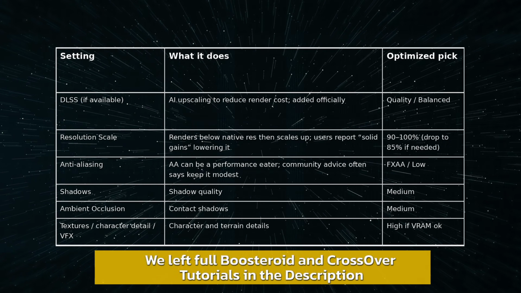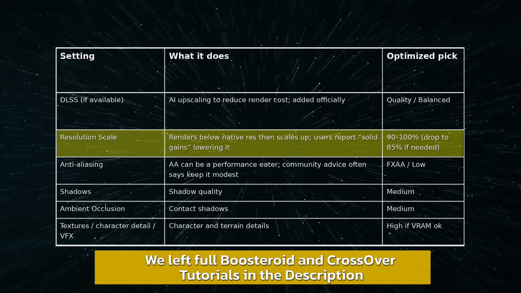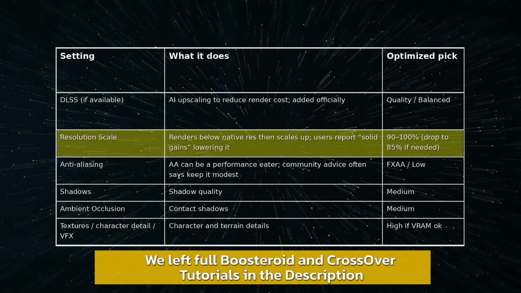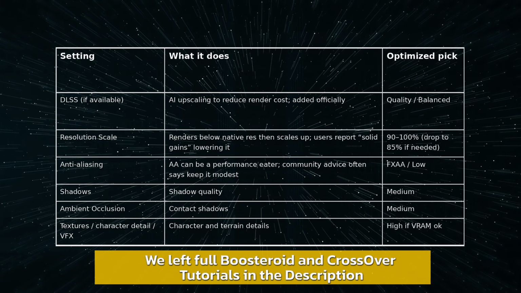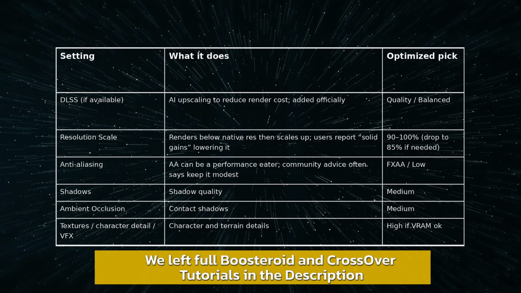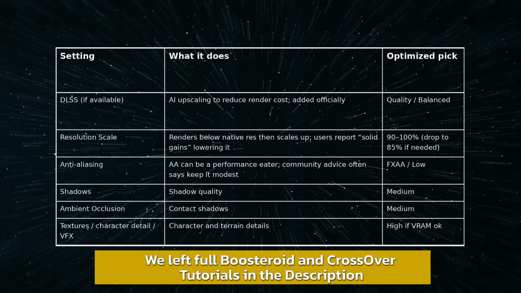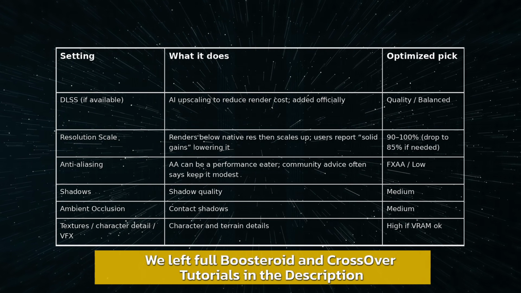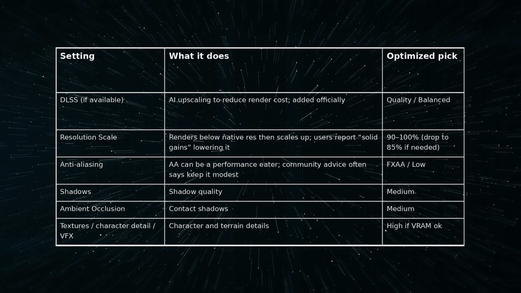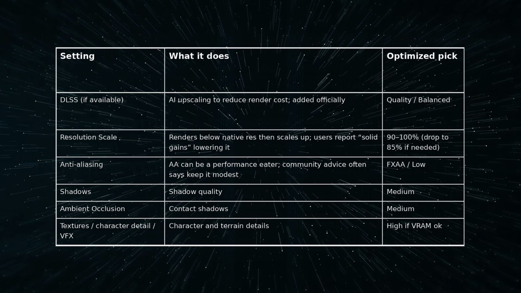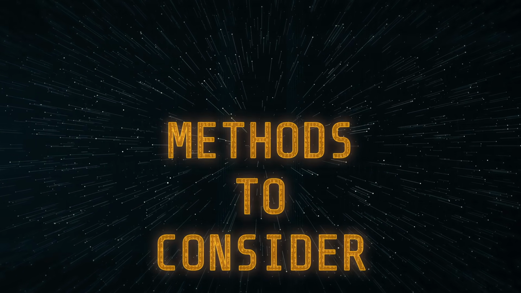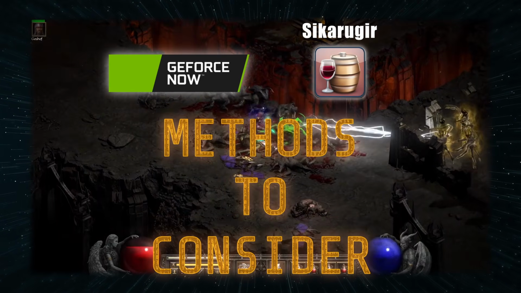So for Boosteroid, reduce the resolution scale because you'll be using 4K, and that's an overkill anyway. If you use Crossover or a cloud system with DLSS, use that instead. Just don't mix it with lowering the resolution scale. And you can see the rest of the optimized settings, but they are not needed if the experience is okay for you without them.